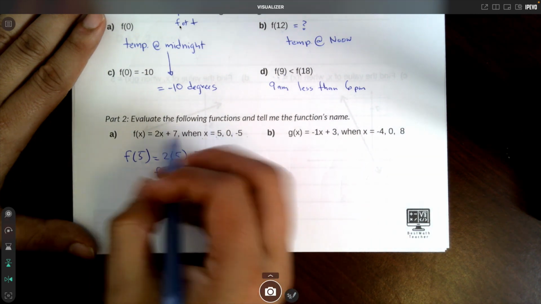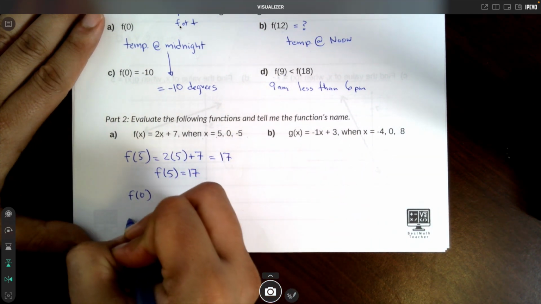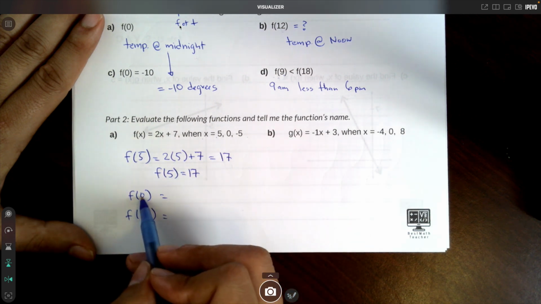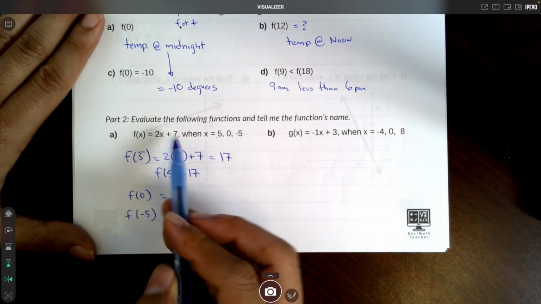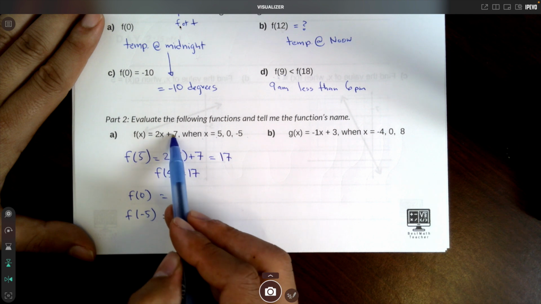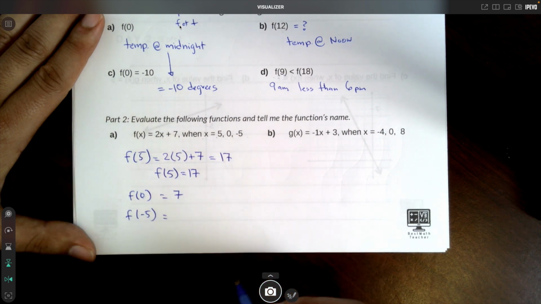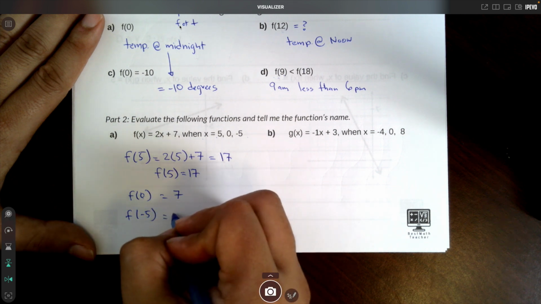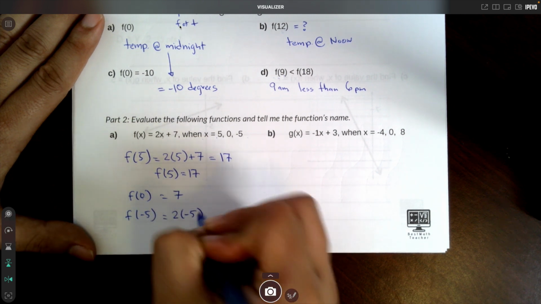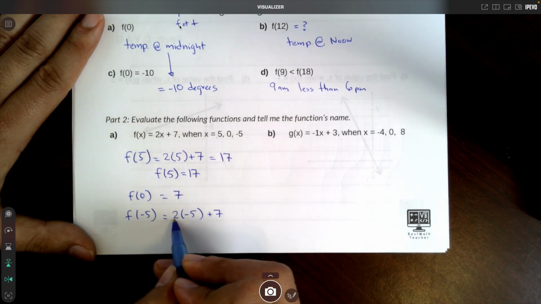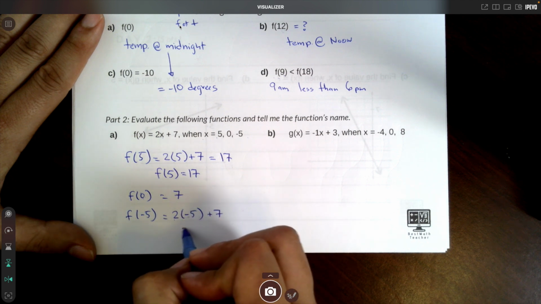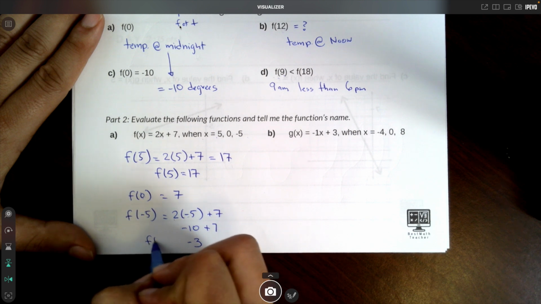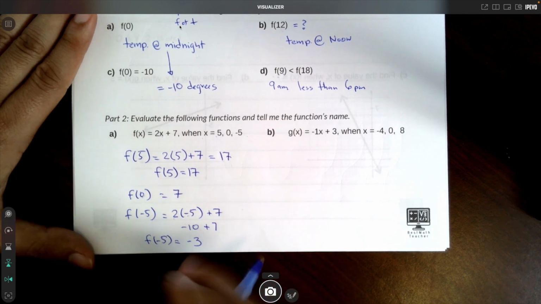And then I can do the same thing for the other ones. So f of 0, f of negative 5. What does this equal? Well, I now have to replace x with 0. 0 times 2 is 0 plus 7 is 7. So this is just 7. Negative 5 needs a little bit more work, so I'm going to plug it in. So 2 times negative 5, this is negative 10 plus 7 gives us negative 3. So f of negative 5 equals negative 3.